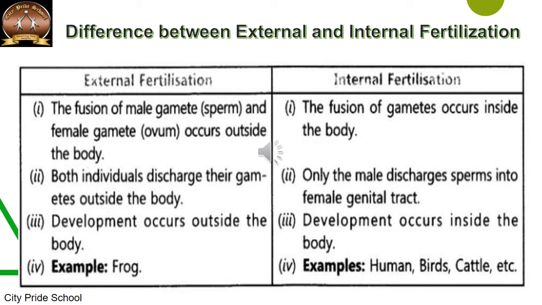Third important point is the development after fertilization occurs outside the body in external fertilization, whereas in internal fertilization, the development of the baby, or the development after the zygote, happens inside the body. Examples we've already discussed. In external, it is frog, and in internal fertilization, we have human beings, birds, cattle, and other organisms.